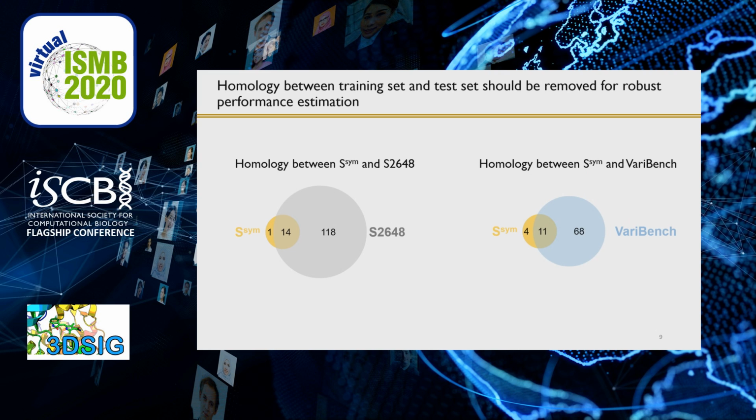The other aspect is that in order to get a robust estimation of the performance of a method, protein level homology between the training set and the test set should be removed. This is because a method is likely to perform better on proteins that are homologous to those it was trained on, leading to overly optimistic estimation. This issue is less well recognized in the literature of delta delta G prediction. For example, here are 2 Venn diagrams showing the amount of overlap at the protein level between the ISCB dataset and 2 datasets widely used to train some of the existing methods, namely the S2648 dataset and the VariBench dataset.